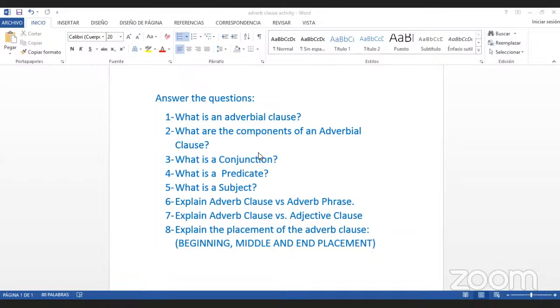What is a subject? The subject of a sentence is a person, place, thing, or idea that is performing the action.